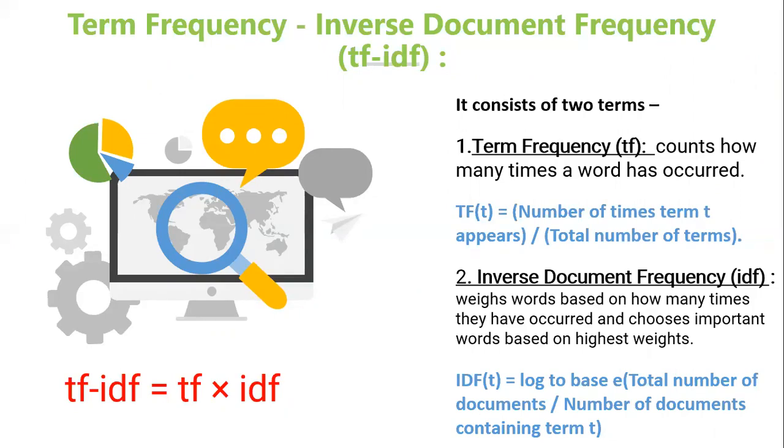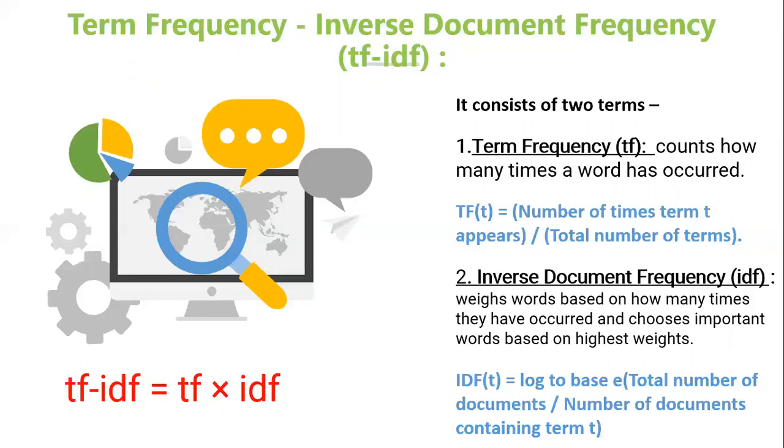If a word appears frequently in a document, then it should be important and we should give that word a higher score. But if a word appears in too many other documents, it's probably not a unique identifier. Therefore, we should assign a lower score to that word. Log to base e, that is, total number of documents divided by number of documents containing the term T.